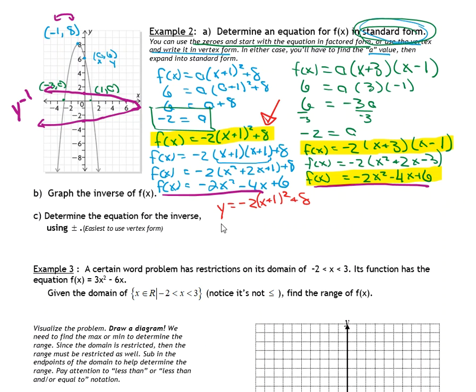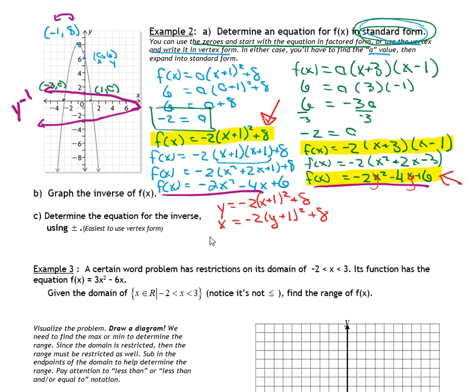Now, step 1 is to switch x and y. So here's where you can see, well, now my step 3 is to isolate y, and I only have one y, so that makes it really easy. Imagine if I was using this form right here and I had a y there and a y here. How would I isolate y?